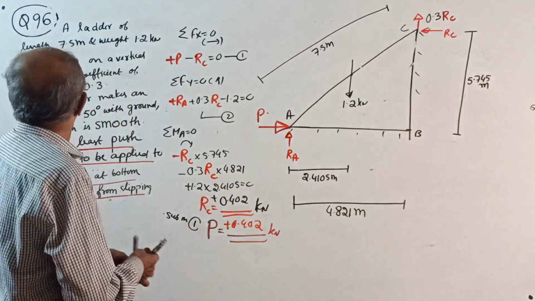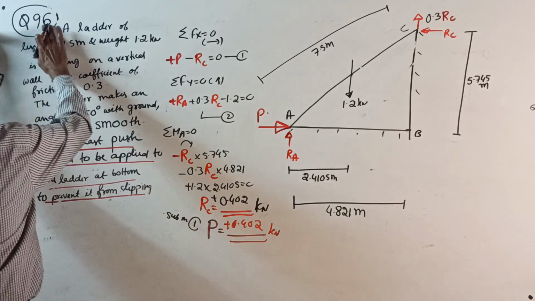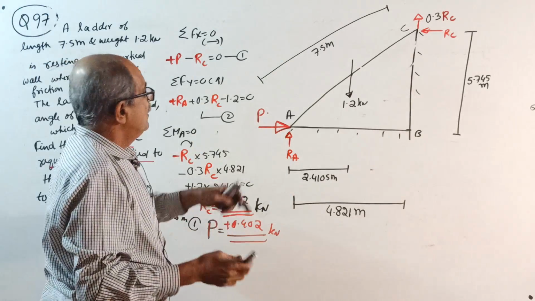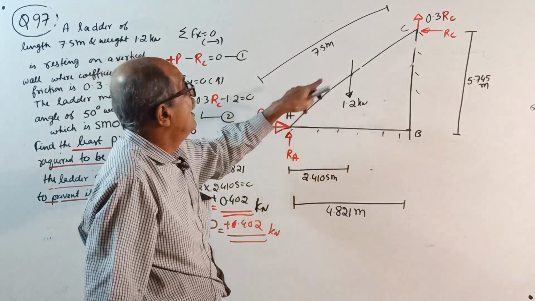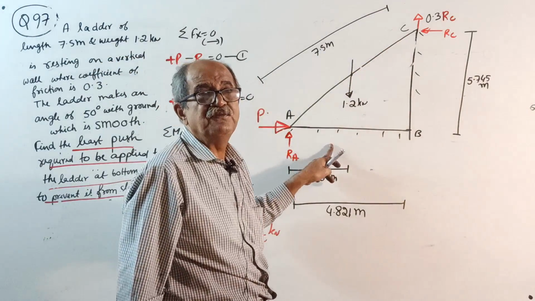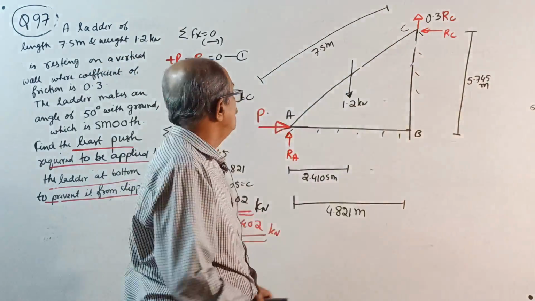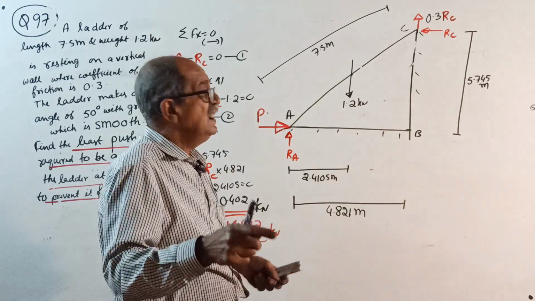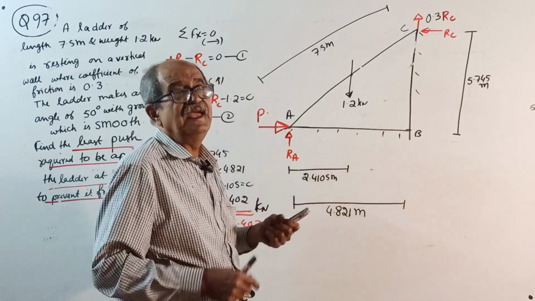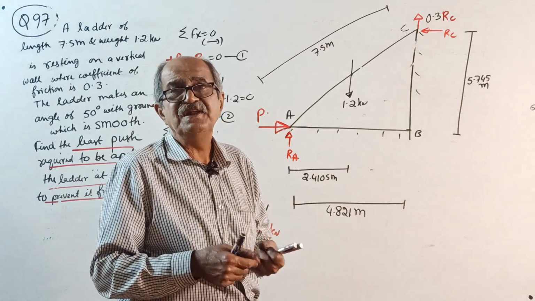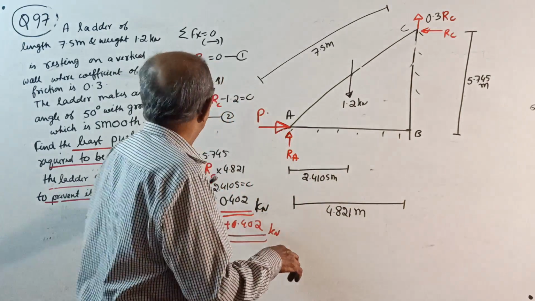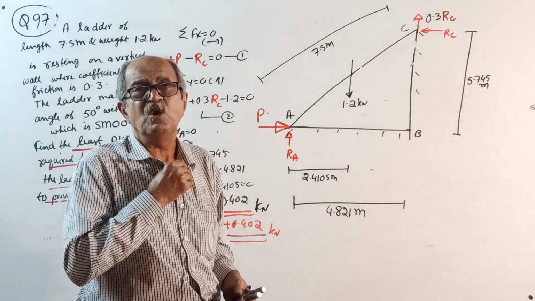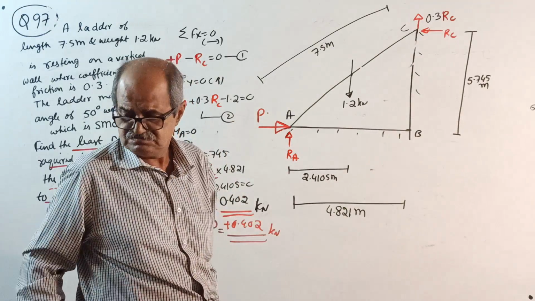See, 96 over, 97. This time, what I will do is, I will make the wall smooth and the ground rough, and to prevent the slipping, not a push, I will say a cable or rope is attached to the bottom. Last question. That question is an exercise question, so briefly I will solve. I will write everything and explain.